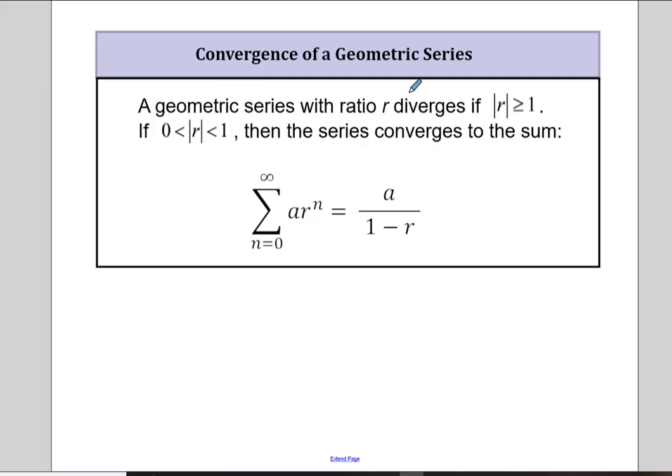For convergence of a geometric series, a series with the ratio r diverges regardless of the sign of the ratio, whether it's positive or negative. So the series will diverge if the ratio is bigger than 1. And if the ratio is a fraction or between 0 and 1, then the series converges. And if it does converge, if the ratio is in between 0 and 1, you can find the sum of the series by using this formula here.